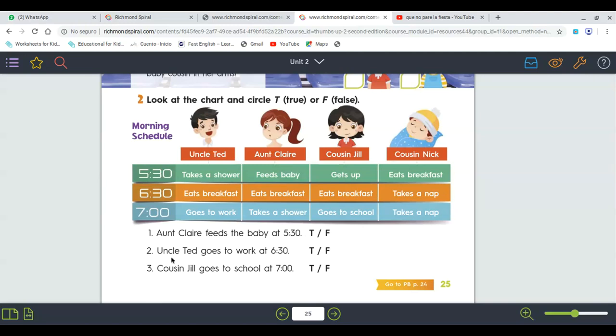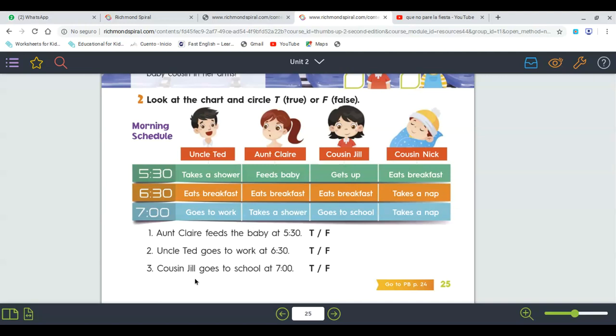Number two, Uncle Ted goes to work at 6:30. Let me see. 6:30. Goes to work, se va a trabajar a las 6:30 el tío Ted. Is he the Uncle Ted? No, it's the cousin Nick. Here we have the Uncle Ted. It's breakfast. It's false. He doesn't go to work at 6:30. He is eating his breakfast.